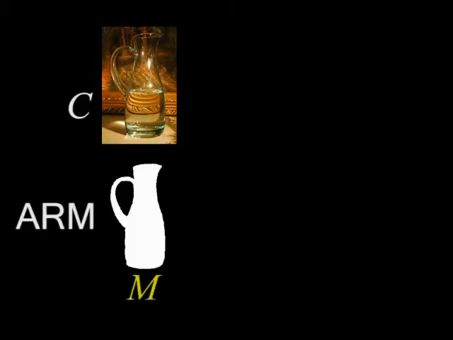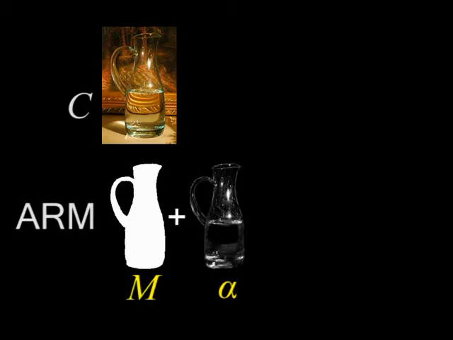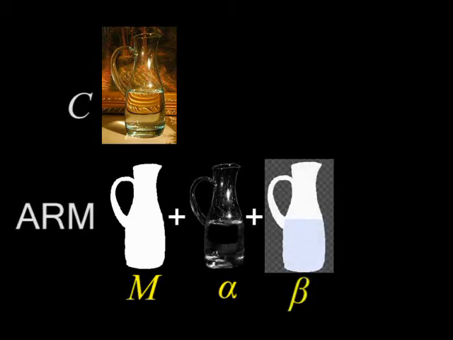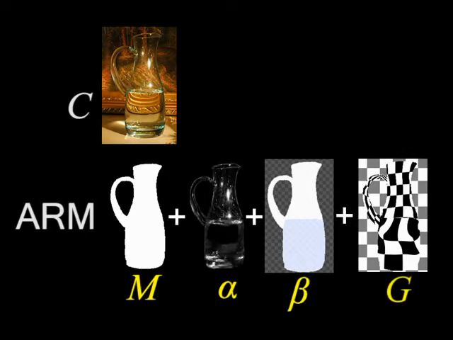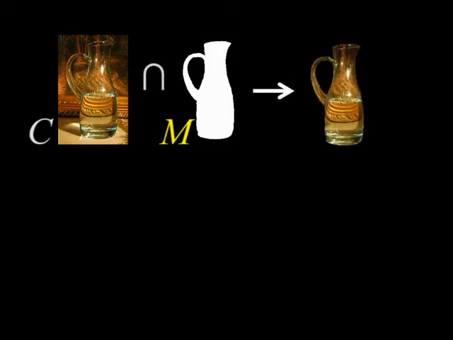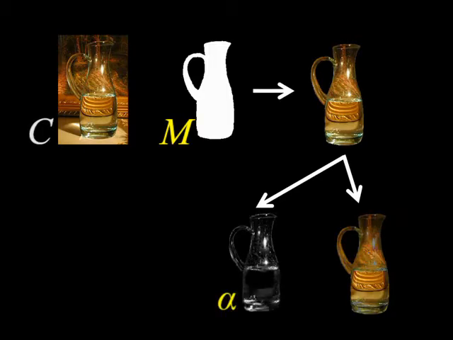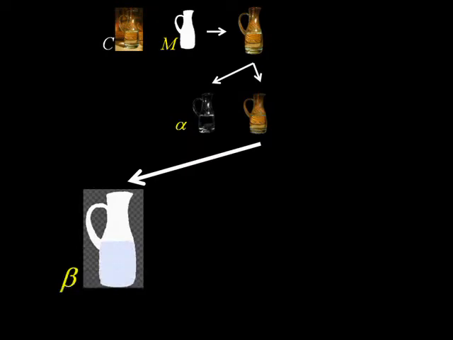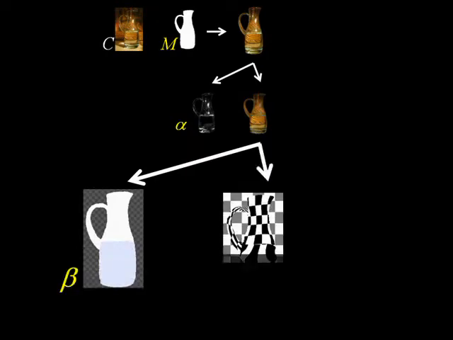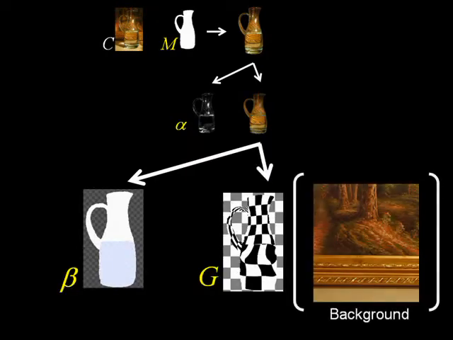The key to editing transparent objects is the Attenuation Refraction Matte, or ARM. ARM consists of four components: Object Mask M, Specular Alpha Matte, Transmission Factor Beta, and Refractive Deformation G. The object mask is used to isolate the object from the input image. From this region, an alpha matte is used to describe the specular highlights. Remaining effects are described using a color attenuation term beta and a deformation field G that describes how to warp the background scene.